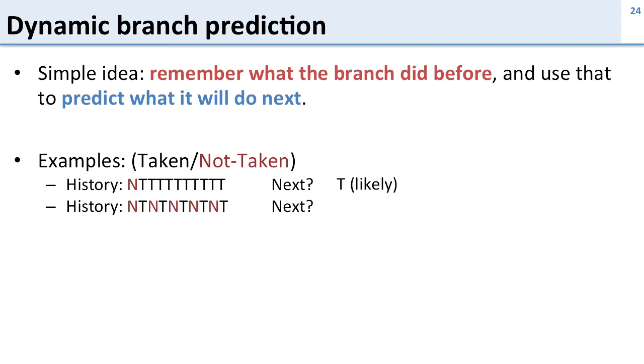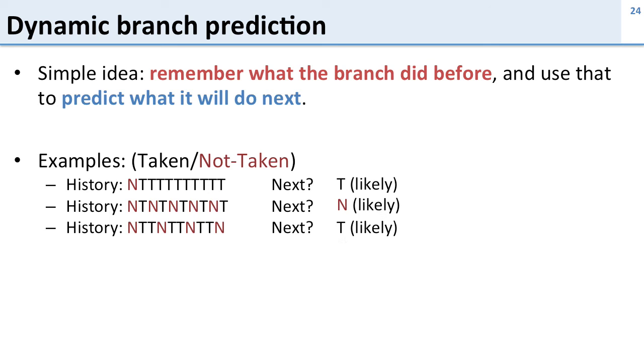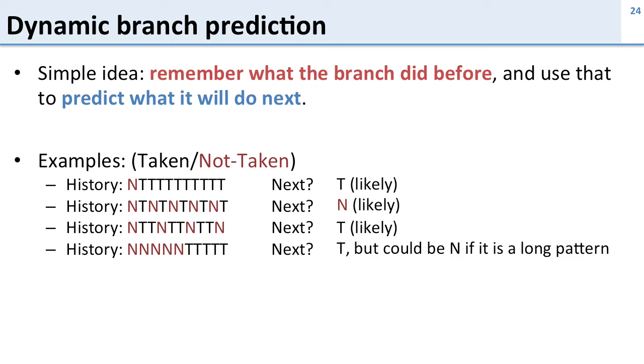How about this pattern here where we alternate not taken and taken? Well, it's very likely here that the next branch is going to be not taken. There's clearly a pattern that goes back and forth. Here's a more complicated pattern, probably going to be taken here. Here's another history which may or may not be a pattern. So it looks like it's pretty likely that taken is going to be the next outcome, because we just had a whole bunch of takens in a row, but if it was a really long pattern, you could also have not taken. Similar for this one here.